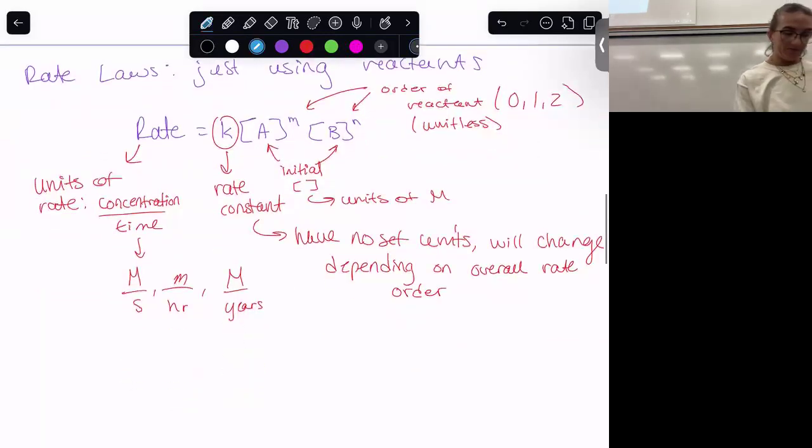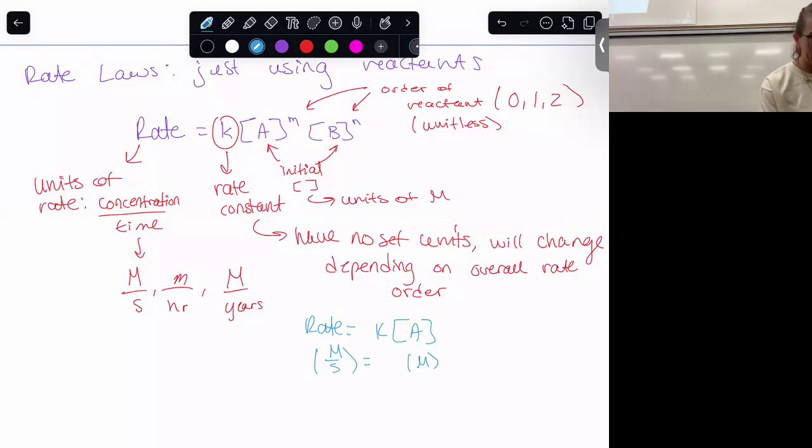So as an example, if we have rate is equal to K times A, if we have a first order reaction, then you only have one molarity component of your concentration. So if we want rate to be in molarity over seconds, and we already have molarity, what do you need to multiply molarity by in order to get molarity over seconds? 1 over seconds. Yep, so K is going to be 1 over seconds for a first order reaction.